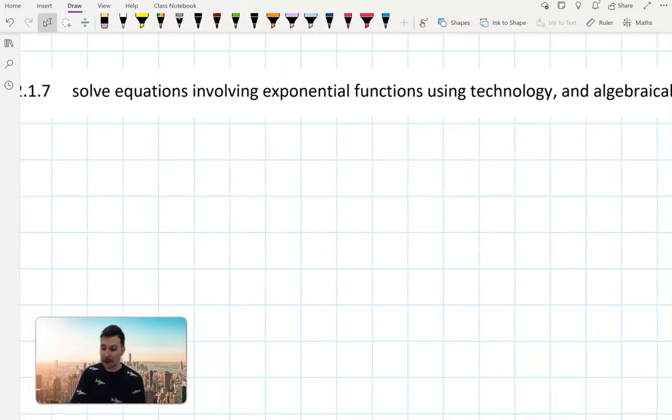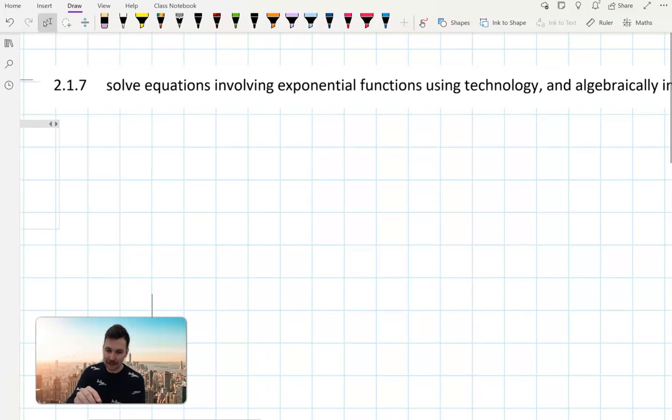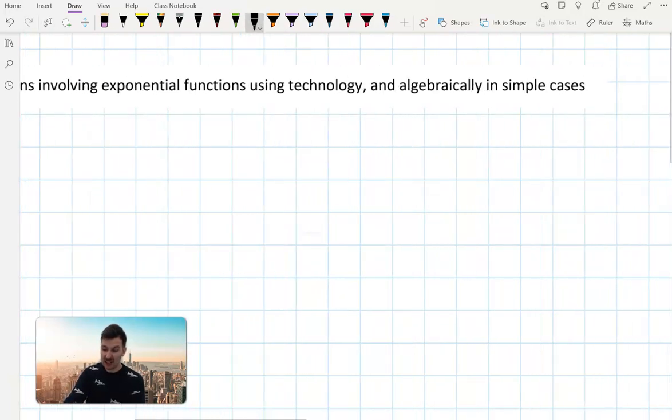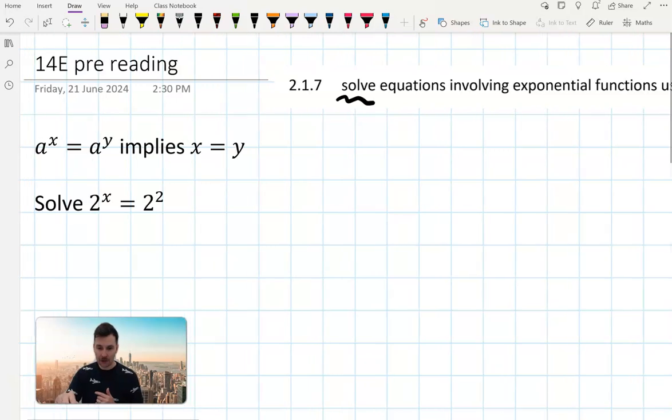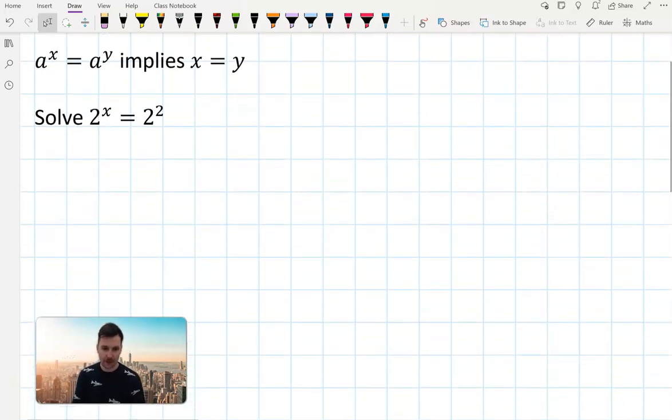Today's video is all about exponential functions, specifically solving them. You're going to need to be able to solve this kind of thing using technology as well as algebraically. We're going to focus on the basics of algebraically in this video. Then we'll go on to solving more technical or difficult ones in class, and also apply them to practical applications, which is where we'll use the ClassPad a little bit more as well.